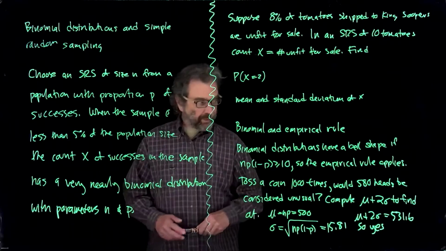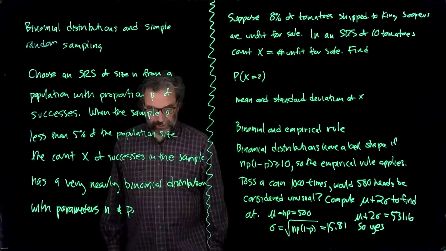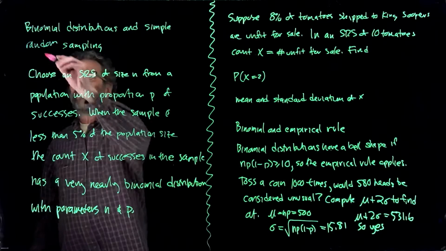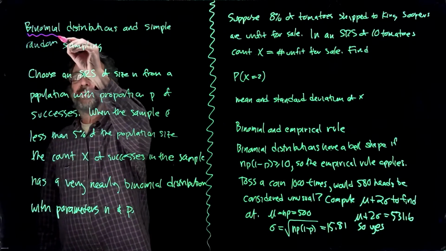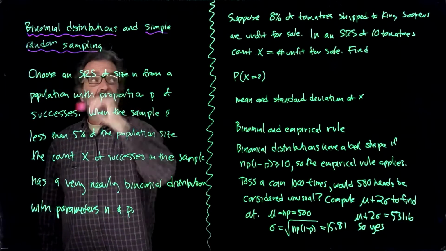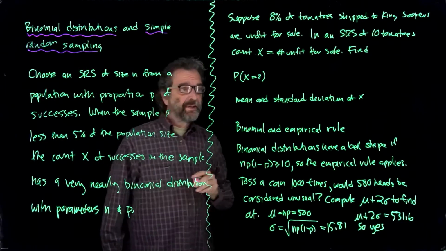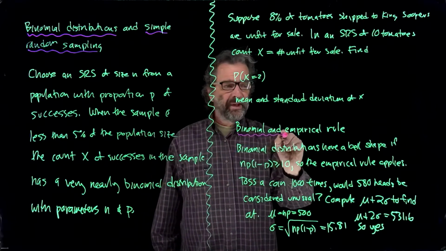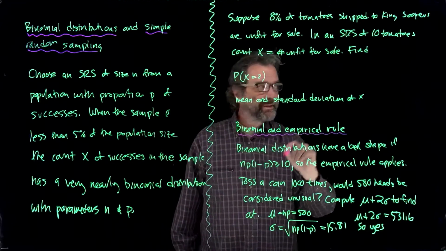So it looks like we're finishing off section 6.2. We've got two things to talk about. One is how the binomial distribution can come up with simple random sampling. And the other one is using the binomial distribution and the empirical rule together. We'll see those two things happen.